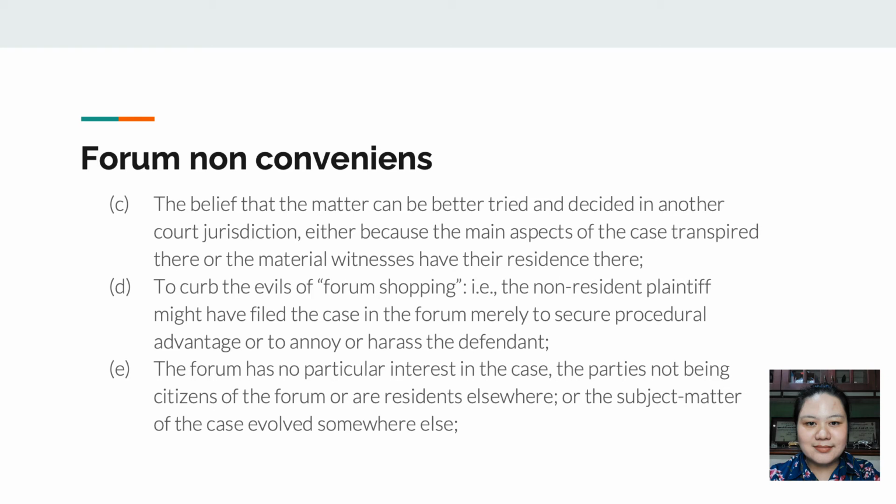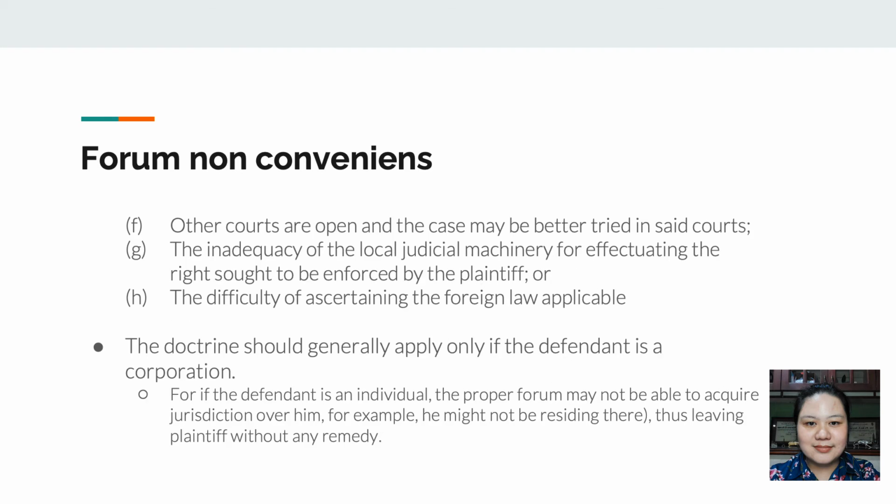e. The forum has no particular interest in the case, the parties not being citizens of the forum or being residents elsewhere, or the subject matter of the case evolves somewhere else. f. Other courts are open and the case may be better tried in said courts. g. The inadequacy of the local judicial machinery for effectuating the right sought to be enforced by the plaintiff. Or h. The difficulty of ascertaining the foreign law applicable. The doctrine should generally apply only if the defendant is a corporation. For if the defendant is an individual, the proper forum may not be able to acquire jurisdiction over him. For example, he may not be residing there, thus leaving the plaintiff without any remedy.